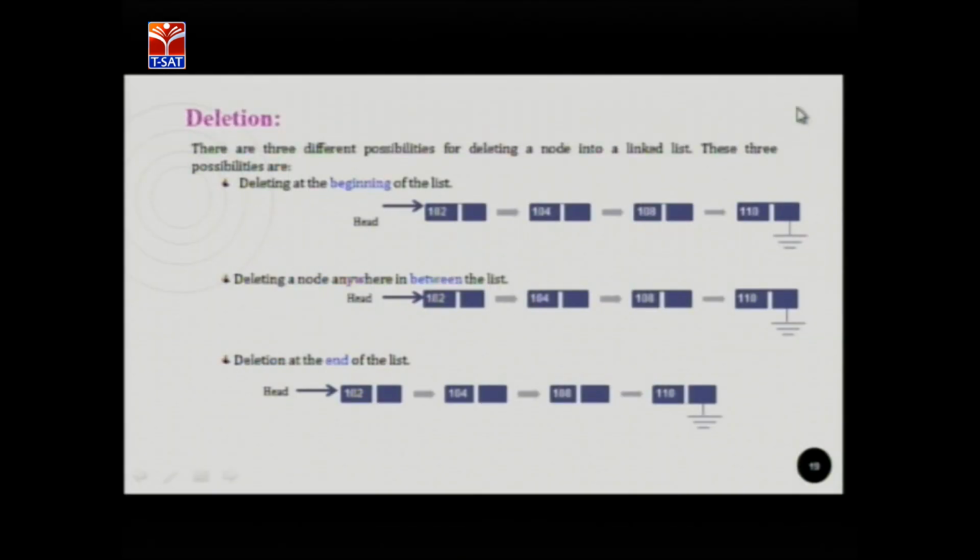In the next slide we are going to discuss the deletion of a node. If we want to delete any data node in the list, we have to do it like this. There are three types: at the beginning, in the middle, and at the end.